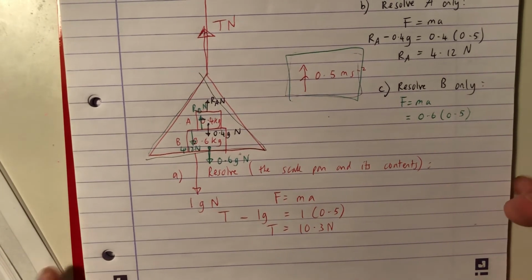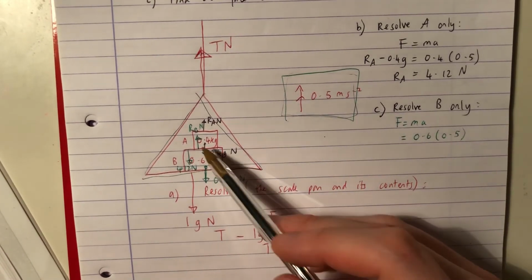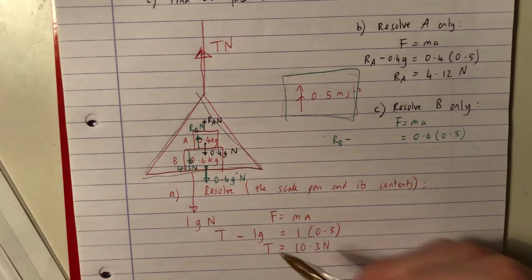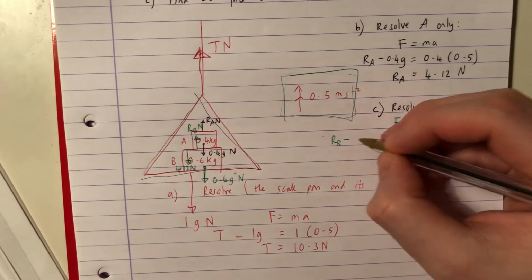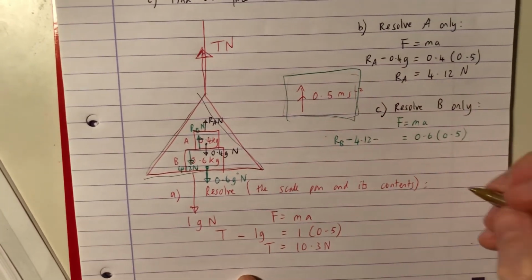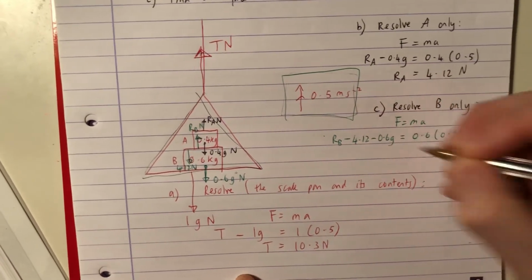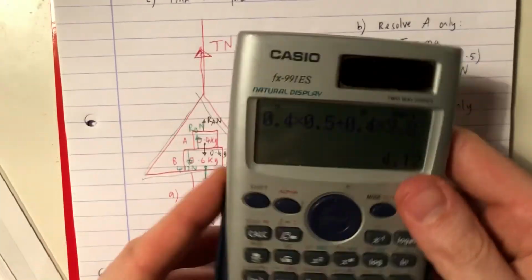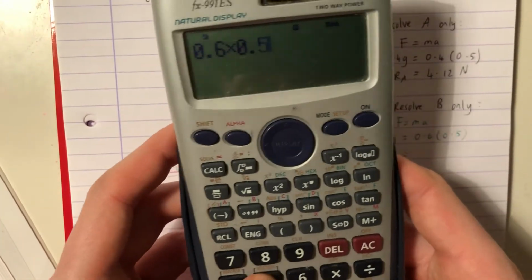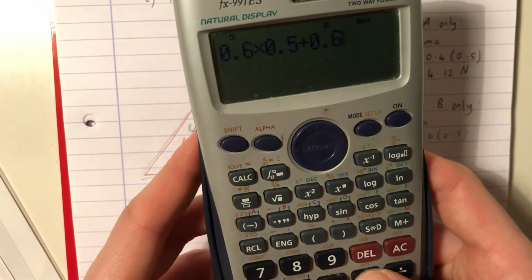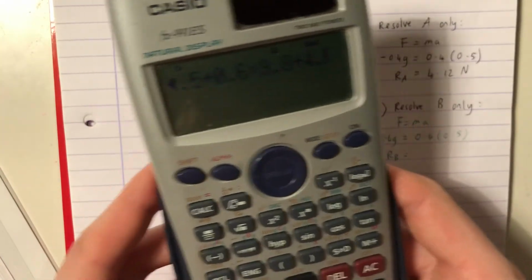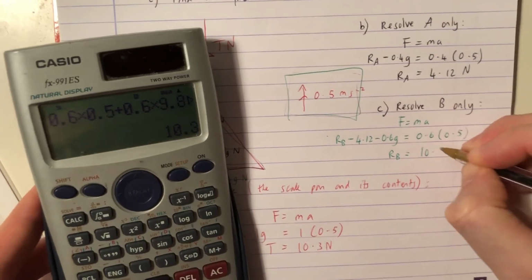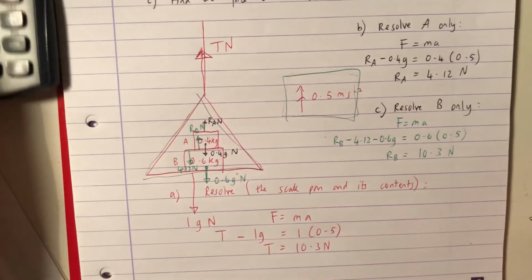Resultant force would be forces going with the motion, so it just looks like it's RB, subtract the forces going against the motion, these two: 4.12 subtract 0.6g. And if you make RB the subject, 0.6 times 0.5 plus 0.6 times 9.8 plus 4.12 to give you 10.3 newtons.